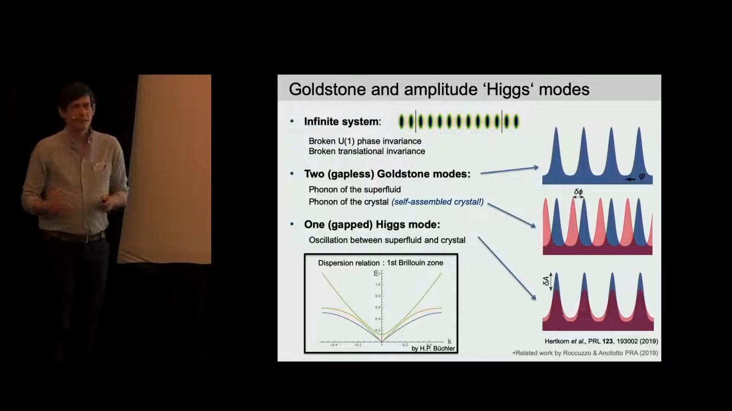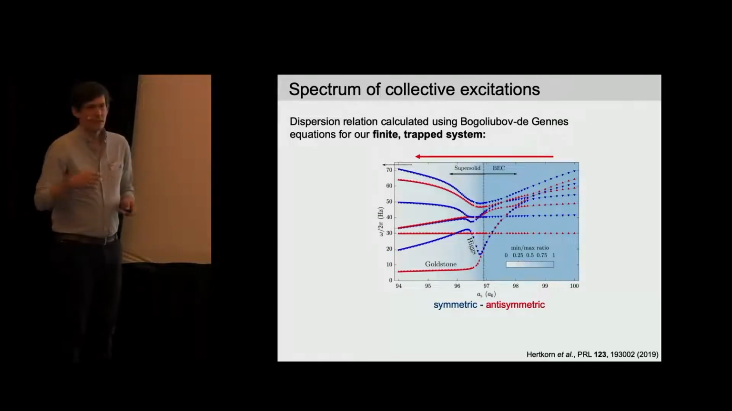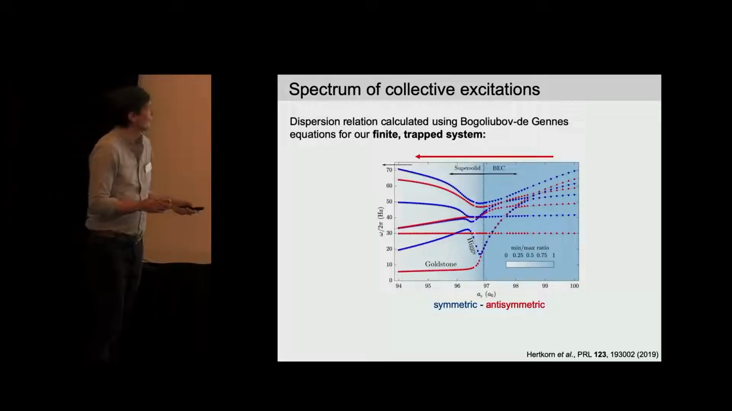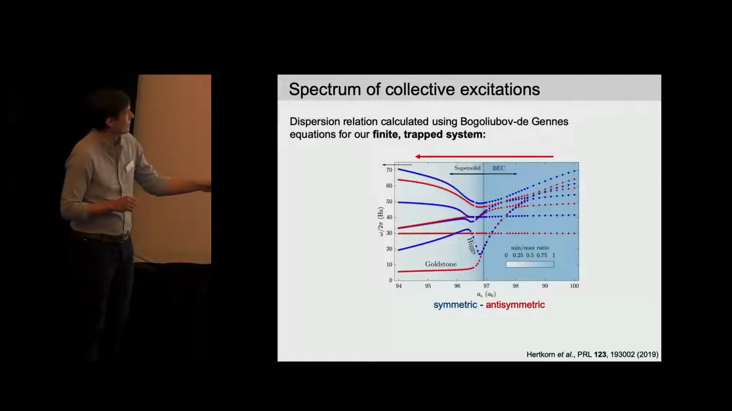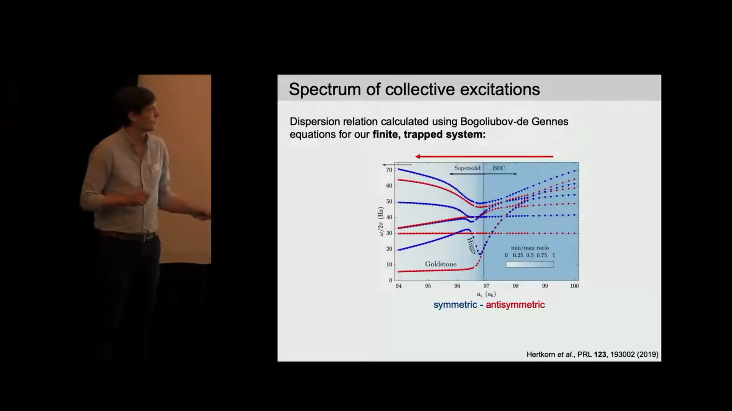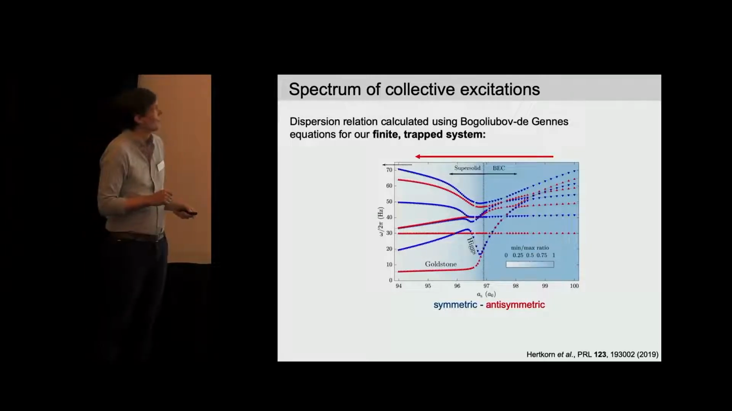In reality, everything happens in a trap, and there things get a little bit more messy, but you can still calculate all the excitations in the very same way using the so-called Bogoliubov-de Gennes equations. And so let me walk you through this picture here. This is now the tuning parameter, the S-wave scattering length of the contact interactions as we transition from BEC, which is on this side, to the supersolid, which is on that side.